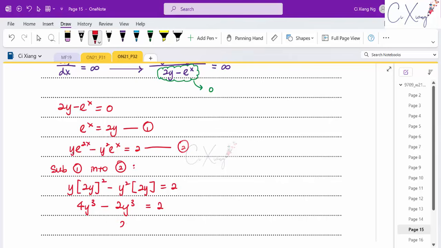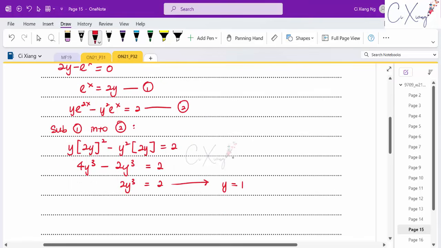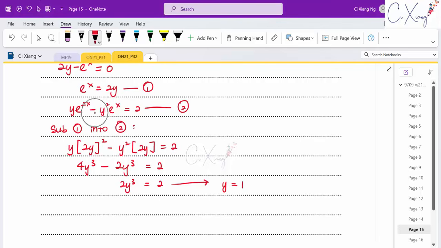So I'm having 2y cubed equals to 2, and therefore very obvious, you can see that your answer for y should be equals to 1. Okay, then when you get the value for y equals to 1, of course, you want to get the value for x, right? So you can substitute it into either of the equation.